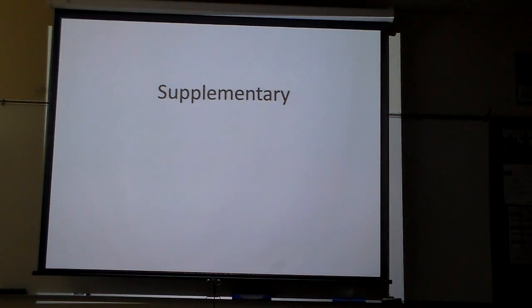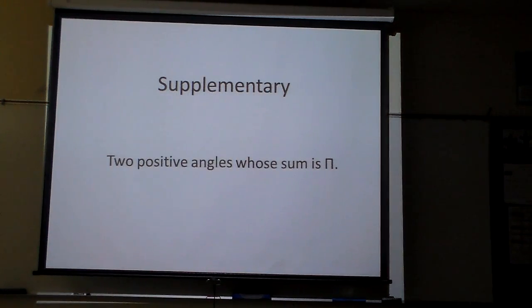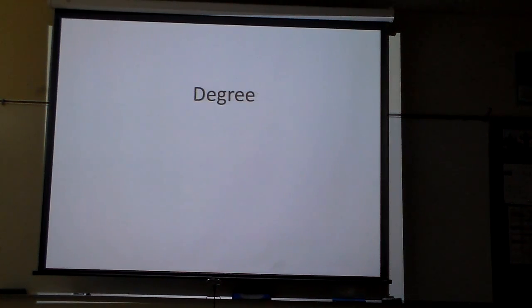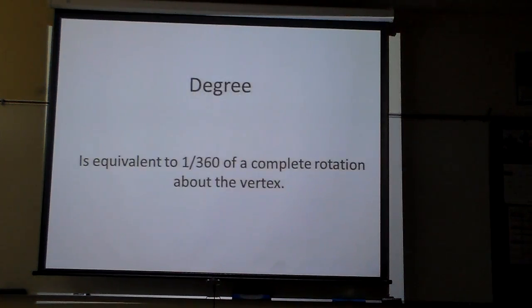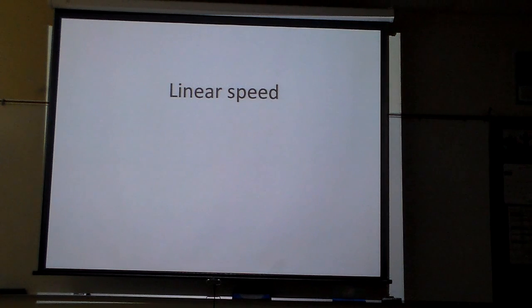So if complementary added up to 90 or pi over 2, supplementary should be what? Two positive angles whose sum is not 180, but what? Pi. That's going to be our new definition. Pi is the same thing as 180, only it's called pi. So, now what is a degree? Well, how many degrees are in a circle? 360. So therefore, a degree is 1/360th of a complete circle rotating about the vertex. There's 360 degrees in a circle, so 1 degree is one of those 1/360ths of a circle. Okay, that kind of makes sense.